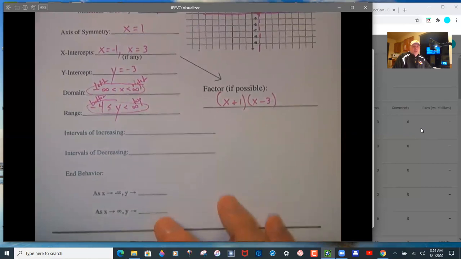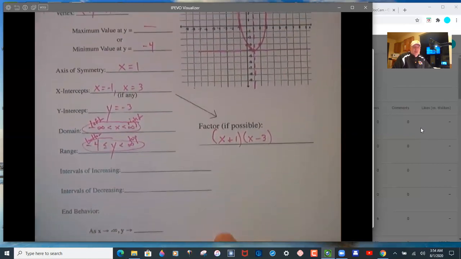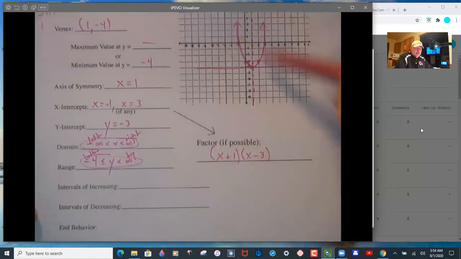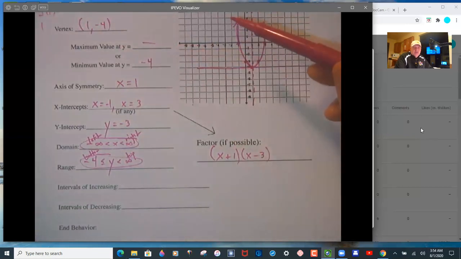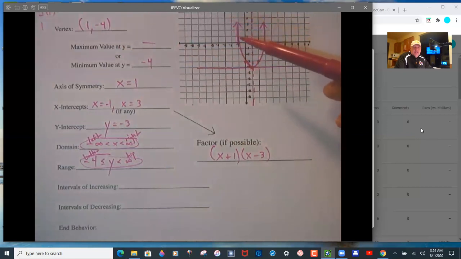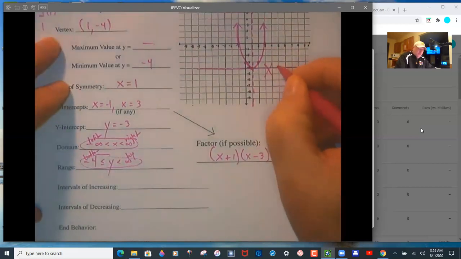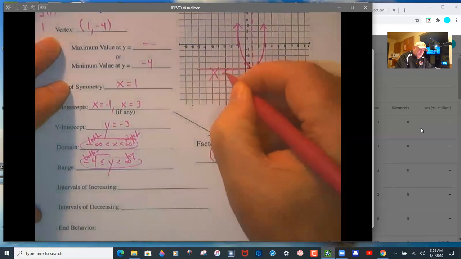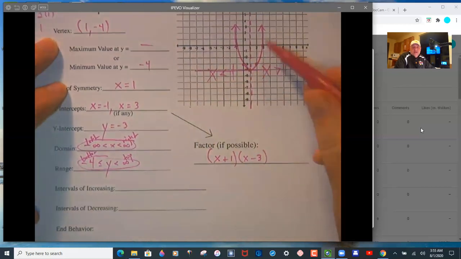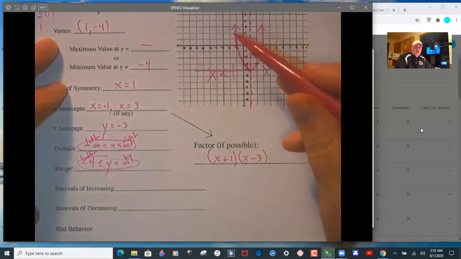Intervals of increasing and decreasing. So that's separated by the axis of symmetry, and you use the x value of the vertex. So I just trace left to right. Look at it as I trace this. I'm decreasing up to 1, and I'm increasing after 1. Okay, so what I typically do is I just think of it this way. This side is greater than 1. I'm thinking in terms of x. This side is less than 1.